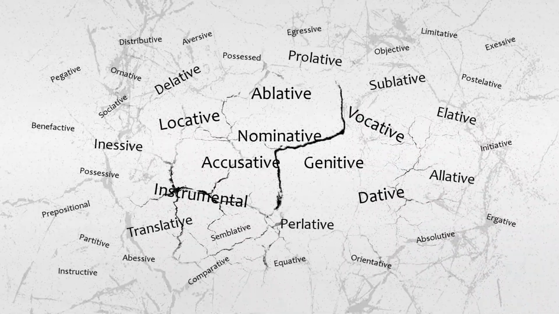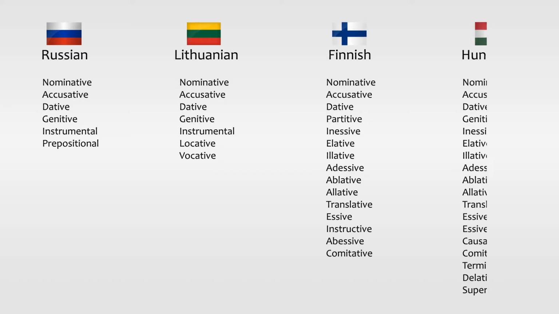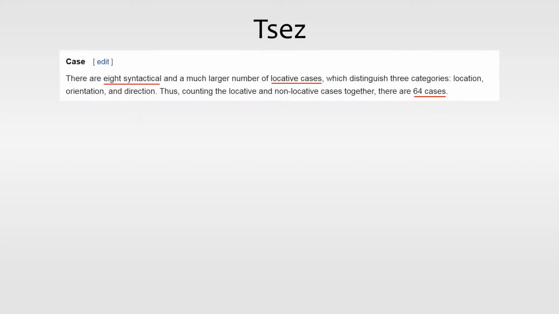These cases are widely used in Europe and they're pretty standard, but there are many more cases than just those three. Languages can have 6 cases, 7 cases, or even up to 15 or 18 cases. And then there's this language in Russia with about 64.